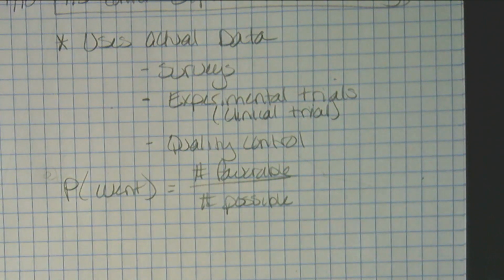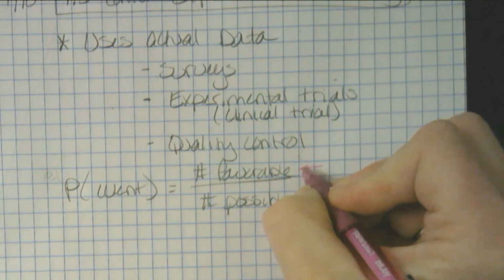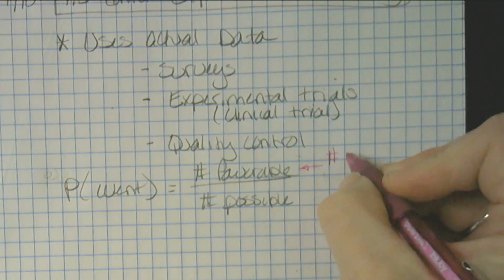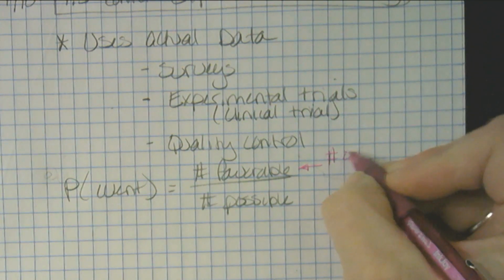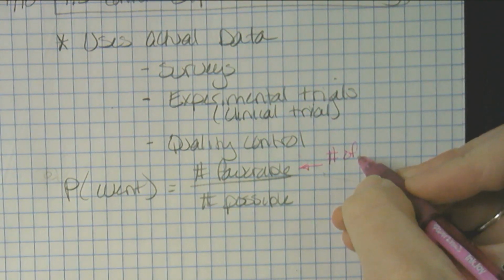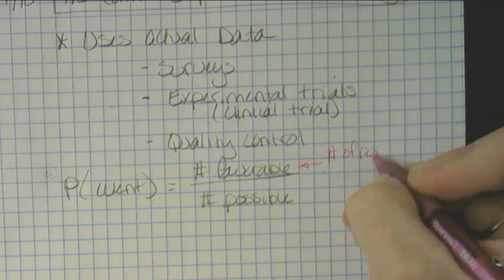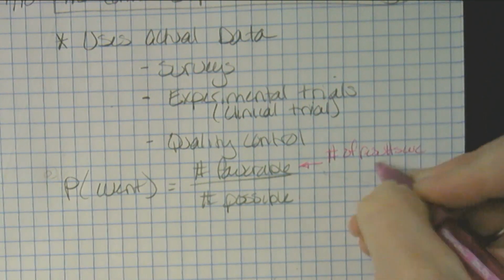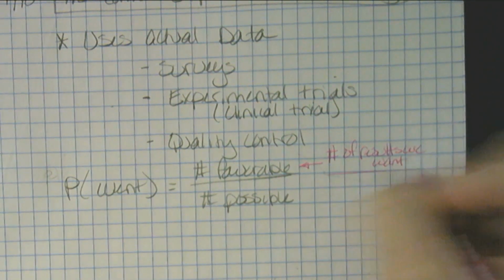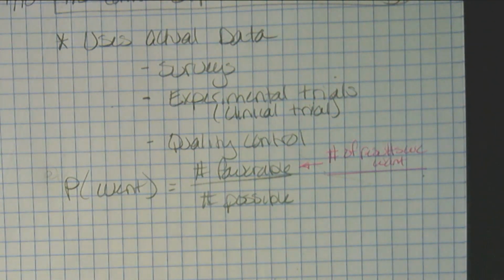The number of favorable in experimental probability. This is the number of results we want. The number of pencils that were not defective. The number of patients that the medicine cured, whatever it was supposed to cure.